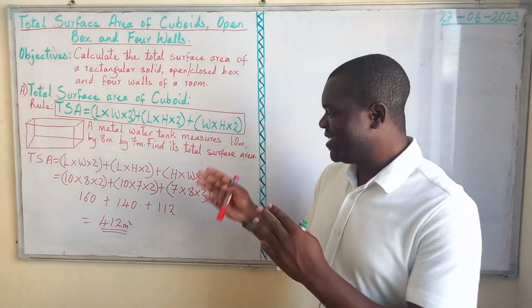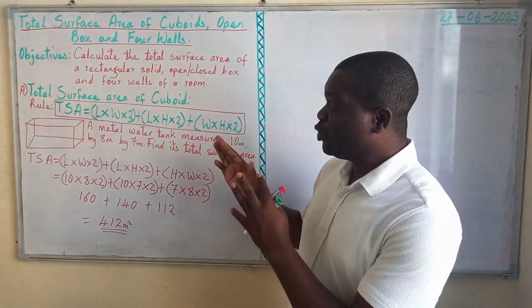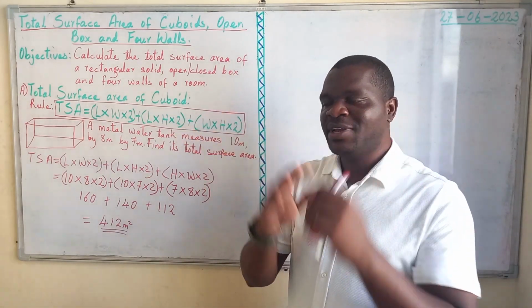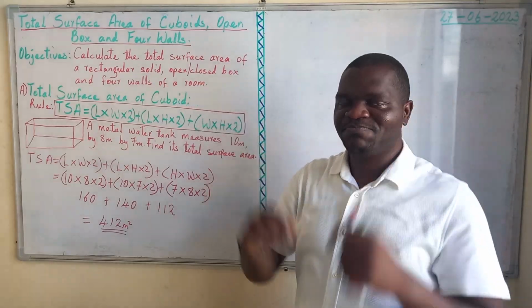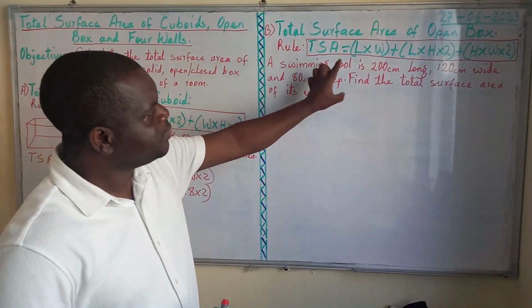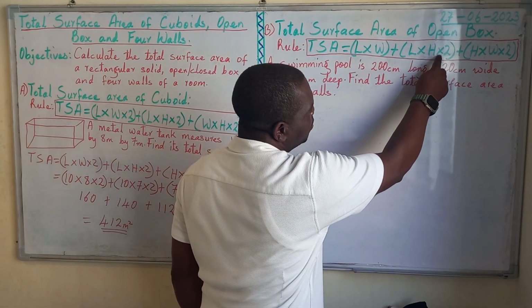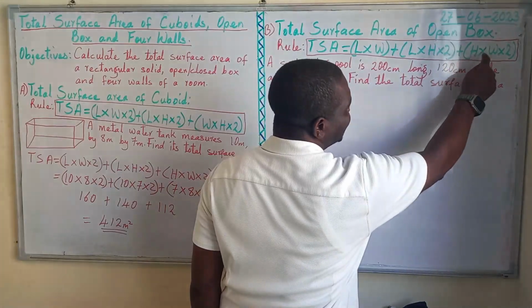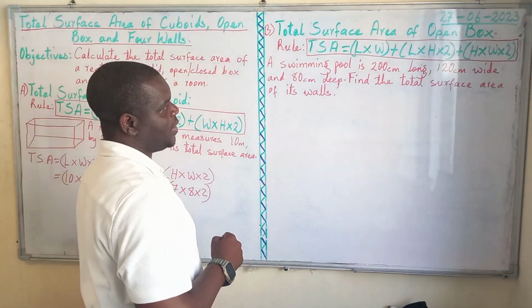Let's move on to the next aspect, which is how to find the total surface area of an open box, which of course is in this shape, but open. Total surface area of an open box. Here is the rule. The rule says length times width plus length times height times 2 plus height times width times 2.